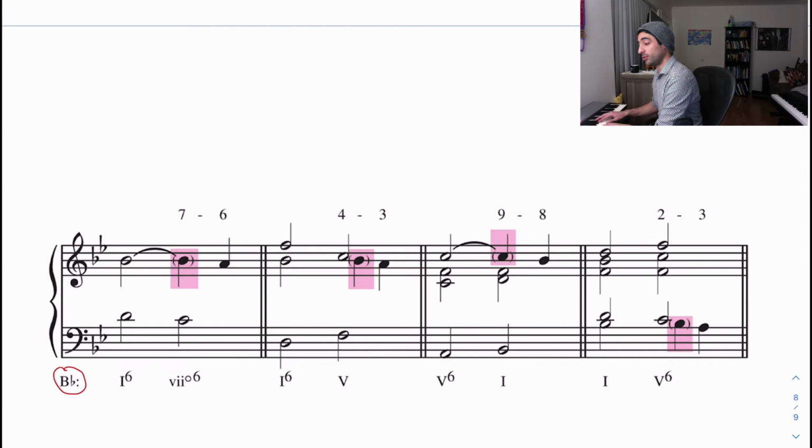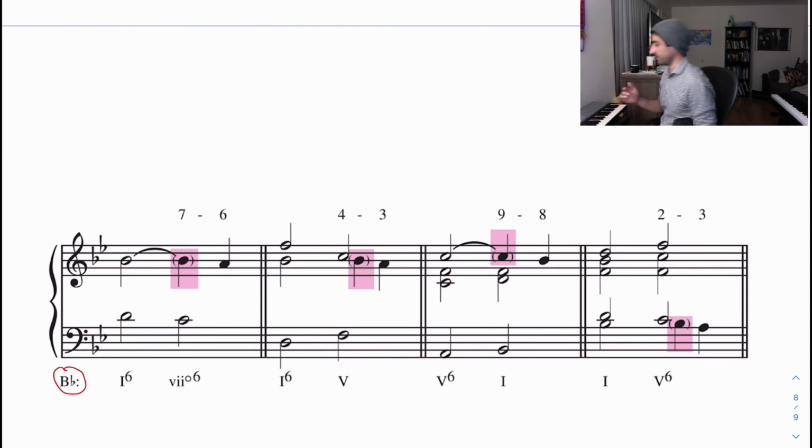So here we go. This is the first example. 7/6. This is our second example. That 4/3 suspension. Here we go for the third example. That 9/8 suspension. Remember that 9/8 is the same as 2/1. It's only a compound interval.